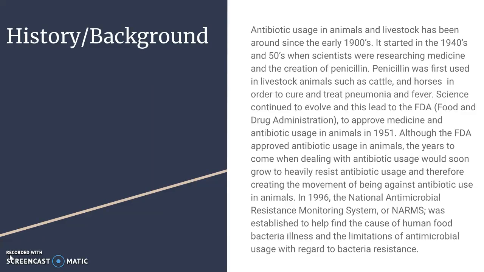Penicillin was first used in livestock animals such as cattle and horses in order to cure and treat pneumonia and fever. Science continued to evolve, and this led to the FDA, the Food and Drug Administration, to approve medicine and antibiotic usage in animals in 1951. Although the FDA approved antibiotic usage in animals, the years to come when dealing with antibiotic usage would soon grow to heavily resist antibiotic usage and therefore creating the movement against antibiotic use in animals.